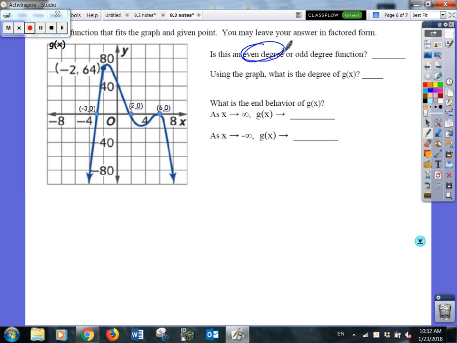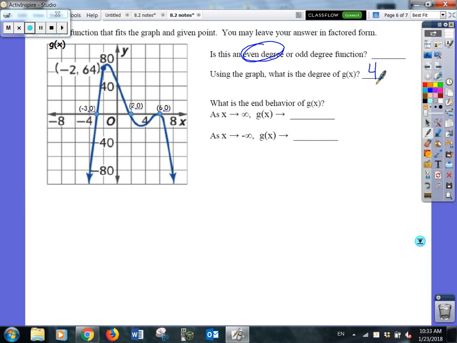Using the graph, what's the degree? So we could figure out what the least degree is. Here we have a cut, that's 1. Another cut, that's 2. And a bounce, that's 2. So we could have a degree of 4. Now, could it be bigger than 4?